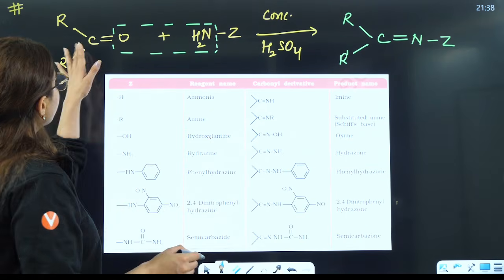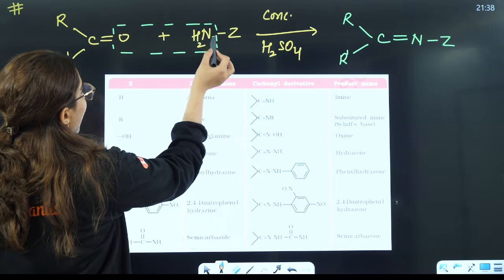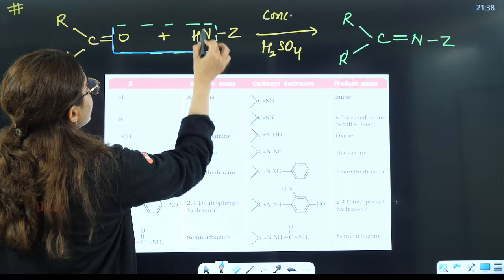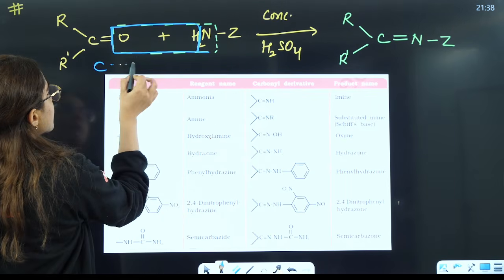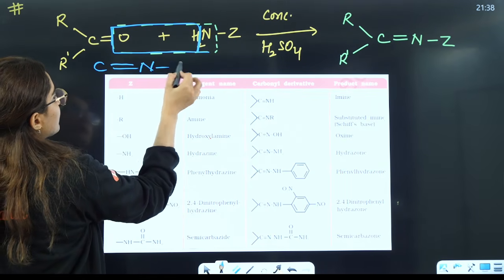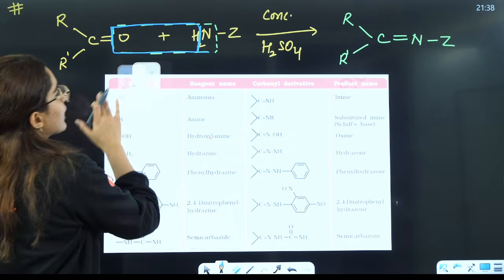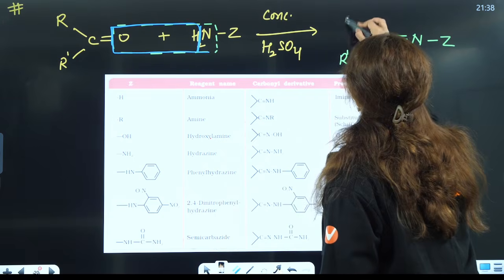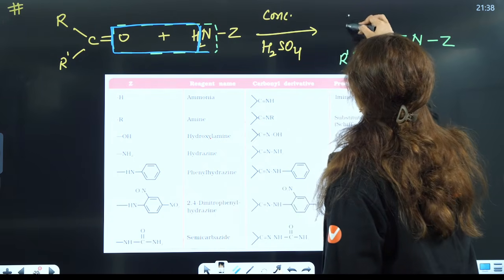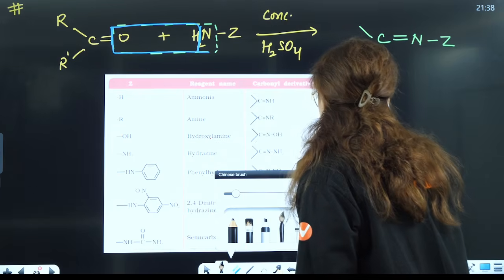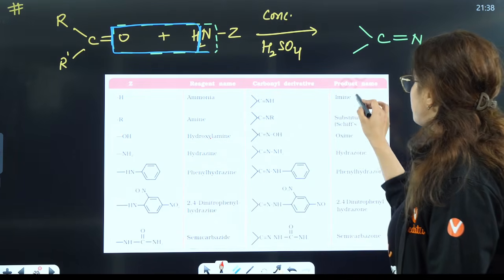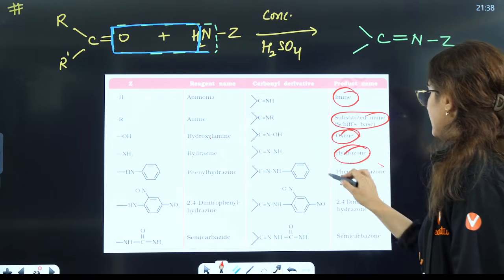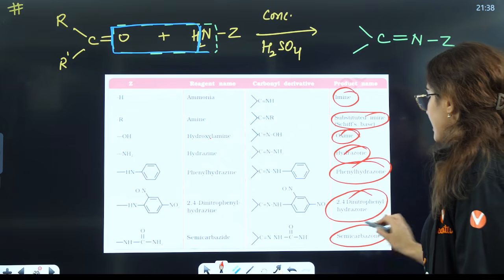So here you have any carbonyl compound. If you react it with NH2 and here there is some Z, Z can be anything, then water will be released, and this carbon with double bond N, then Z, will be formed here, right? That means the answer will be this. Now this part can be R or H, anything will be added here, and this Z also can be different things. Accordingly, this will be amine, Schiff's base, oxime, hydrazine, phenyl hydrazone, 2,4-DNP, semicarbazone.